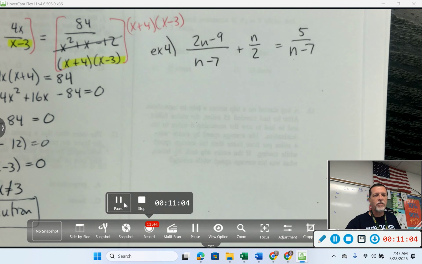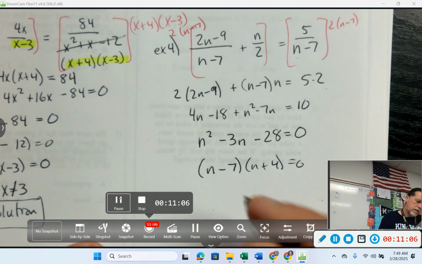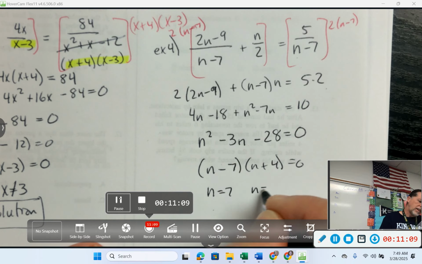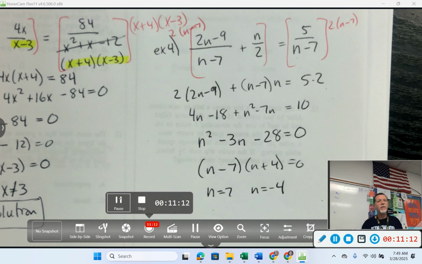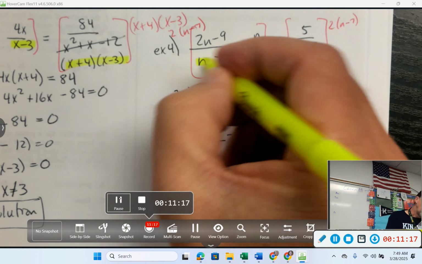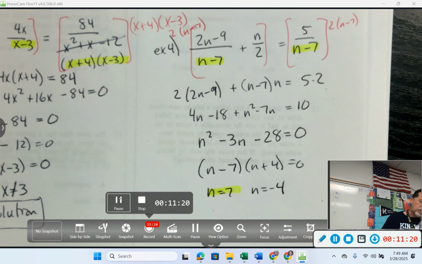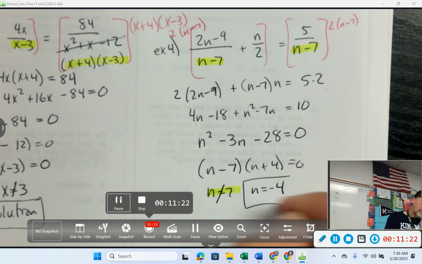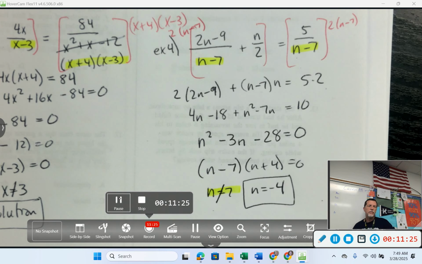Why don't you see if you can take that one? So n equals 7 and n equals negative 4. Yes or no? No. Why not? 7 is a problem. I can't use 7, so I throw out 7, and my only answer is n equals negative 4. So, nothing crazy, just be careful, and don't forget to check at the end to make sure you're not dividing by 0, because 7 divided by 0 is still undefined.